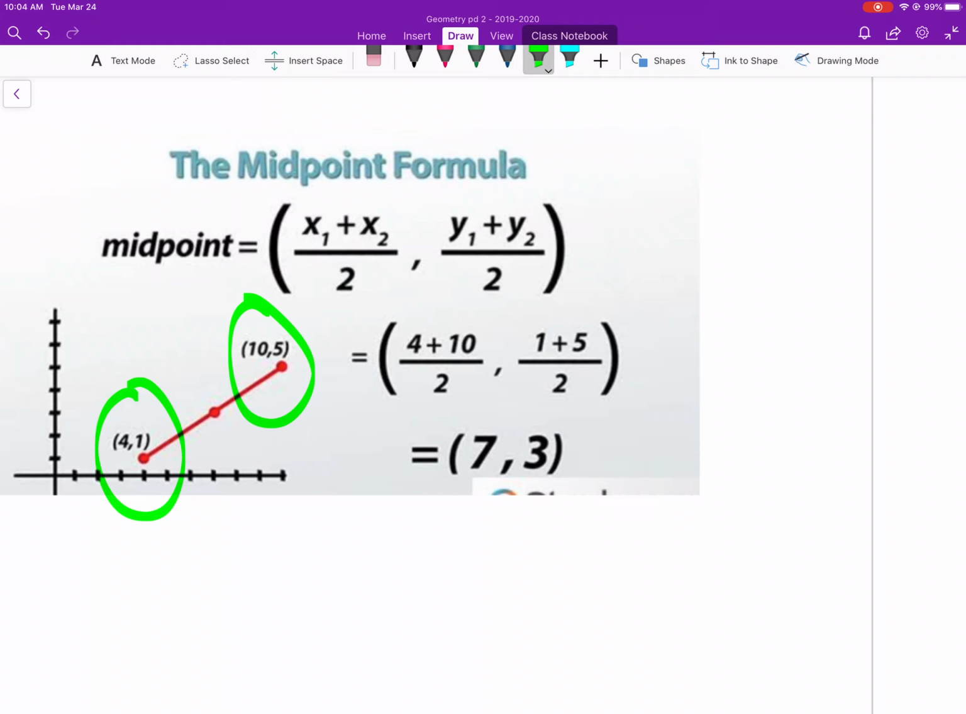So 4, 1, 10, 5. Your midpoint for that would be 7, 3. So the perpendicular bisector, we know, would have to pass through the point 7, 3.